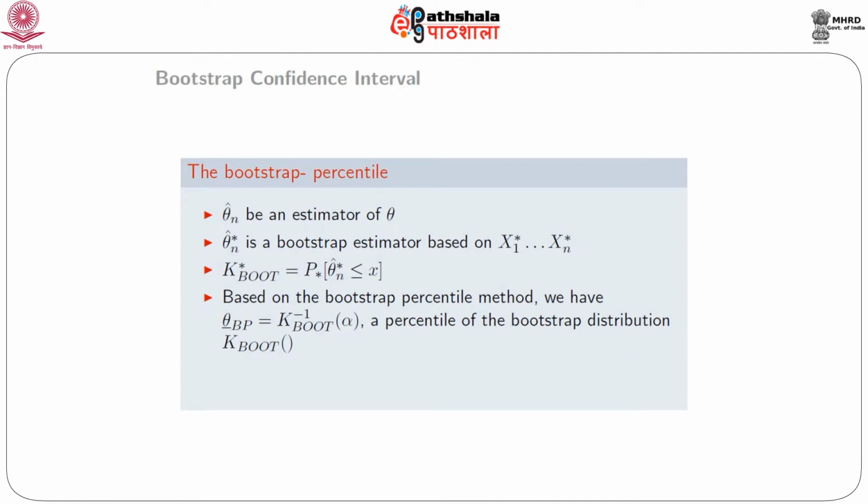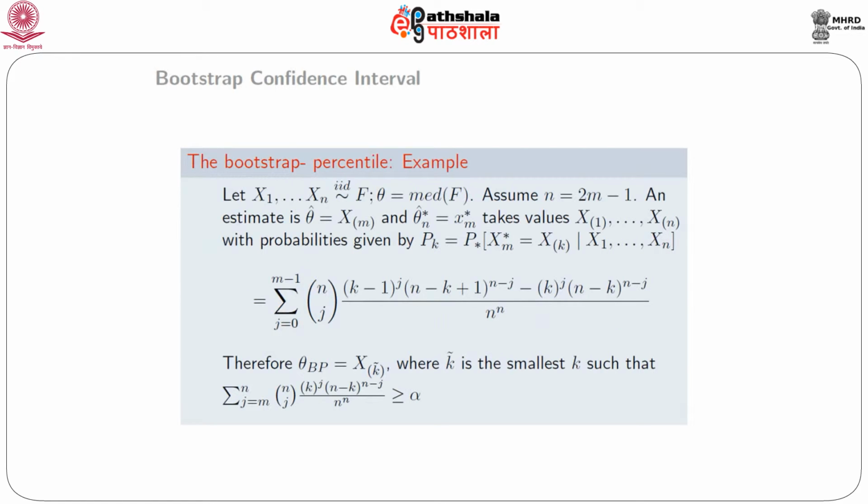The bootstrap percentile. Here, assume that theta n hat is the estimator of theta, and theta n hat star is the bootstrap estimator based on X1 star to Xn star, the bootstrap sample, and define K boot of x as the probability under the bootstrap, P star, that theta n hat star is less than or equal to x. Now, the bootstrap percentile method gives theta under bar BP as K boot inverse of alpha, or an alpha percentile of the bootstrap distribution K boot. Let us take an example.